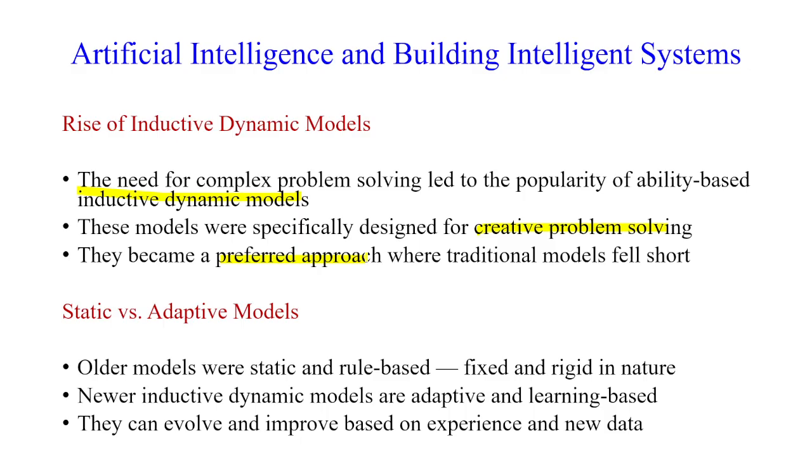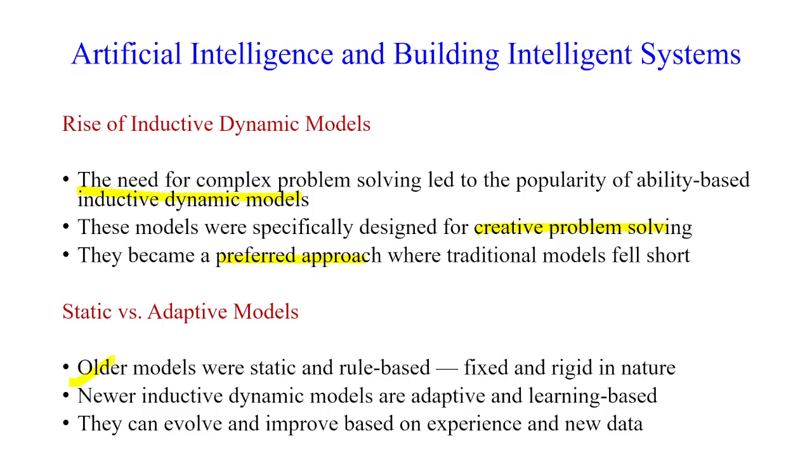So now we will understand what is the difference between the static models and adaptive models. So older models were static and rule based. They were fixed and rigid in nature. Once programmed, they cannot be changed. So if the environment changed or new data comes in, then the model cannot adapt to it. Okay, it would still follow the same fixed rule. So that is very bad. We cannot adapt to the dynamic environment because dynamic environment has a lot of uncertainties.